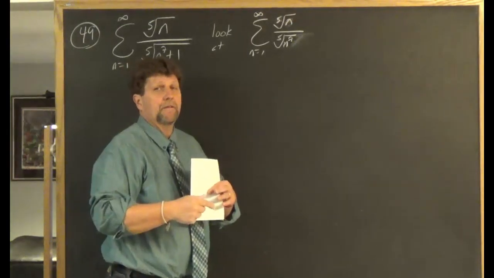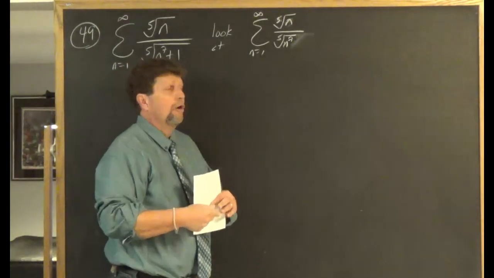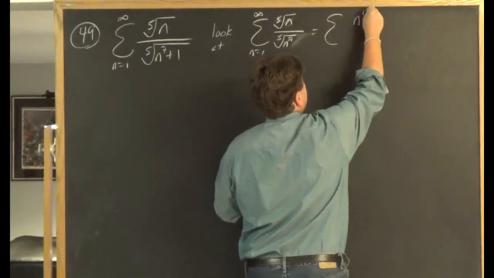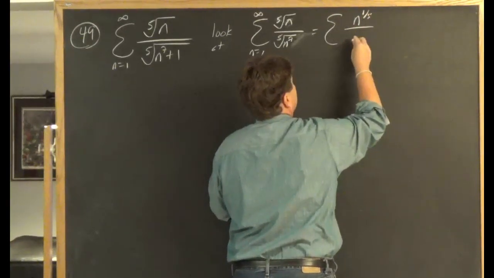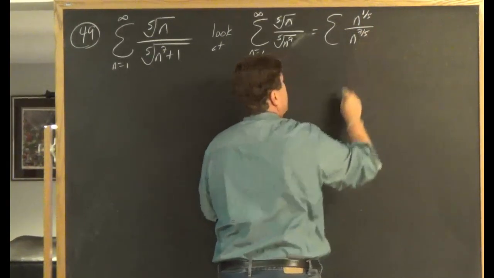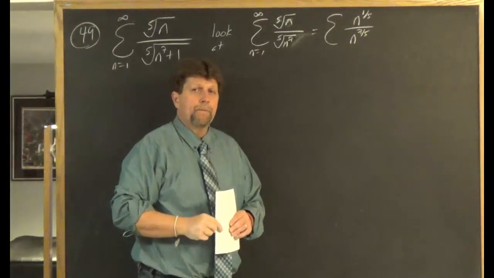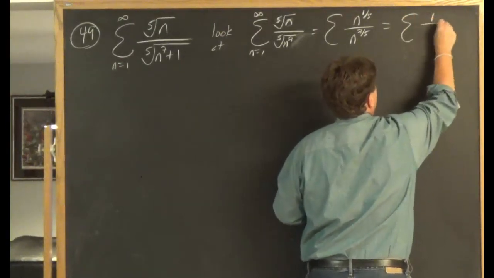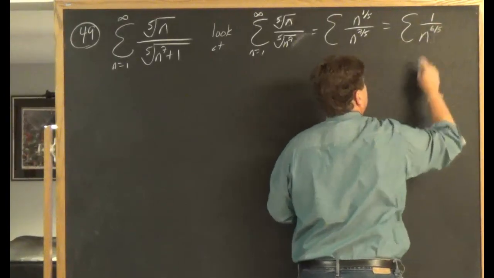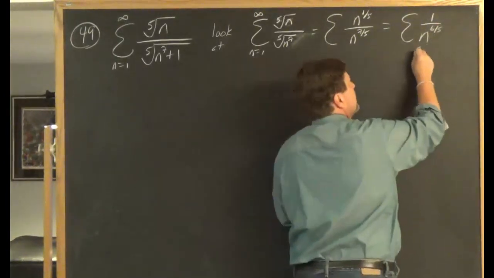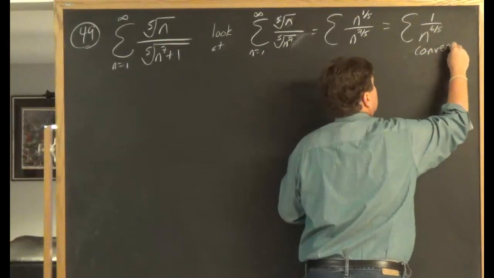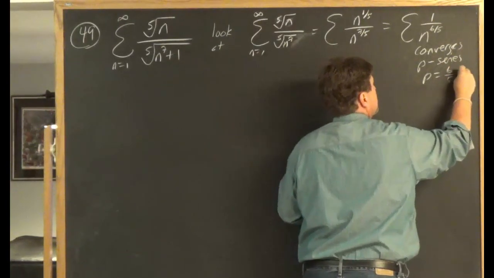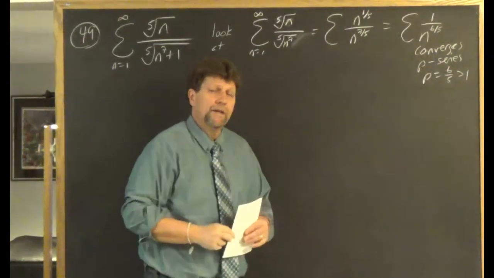So wait a minute, that series, 5th root of n over 5th root of n to the 7th, that's the same thing as the series n to the 1/5 over n to the 7/5, which a rule of exponents tells me is the same thing as 1 over n to the 6/5, which I know this series converges. It's a p series. P is equal to 6/5, which is greater than 1, so I know it converges.